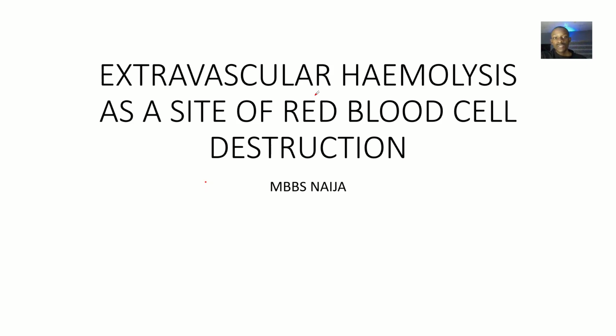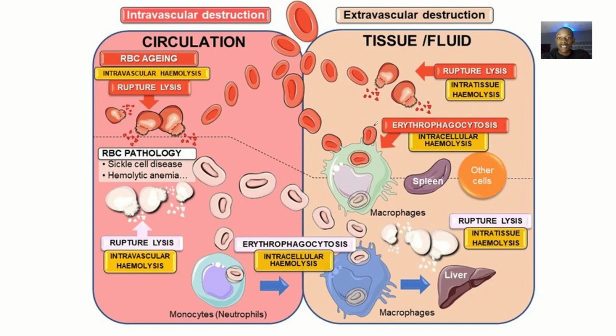So picking the outside of the blood vessel now to discuss, and outside the blood vessel could be in organs other than the blood vessel. Do you understand? So extravascular hemolysis is a site of red blood cell destruction. That's what we're going to discuss in this lecture. Extravascular destruction occurs mainly in the spleen, but it can occur in other organs too, like the liver.